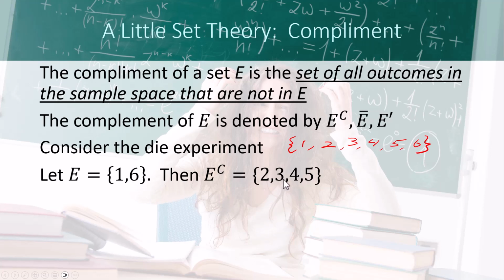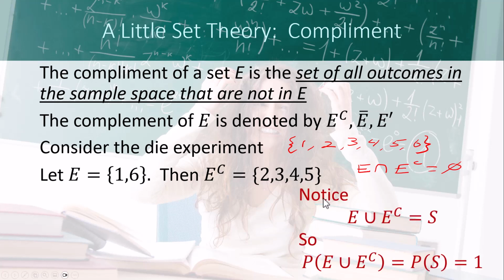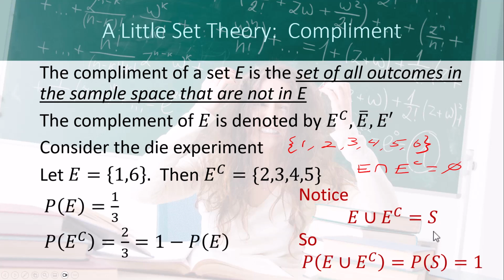That would be 2, 3, 4, and 5. Notice that E and its complement do not share any common elements. As a consequence, the intersection of E and its complement will always be the empty set. Also notice that the union of E and its complement will be equal to the sample space, so the probability of E or its complement will be equal to the probability of the sample space, which will always be equal to 1.